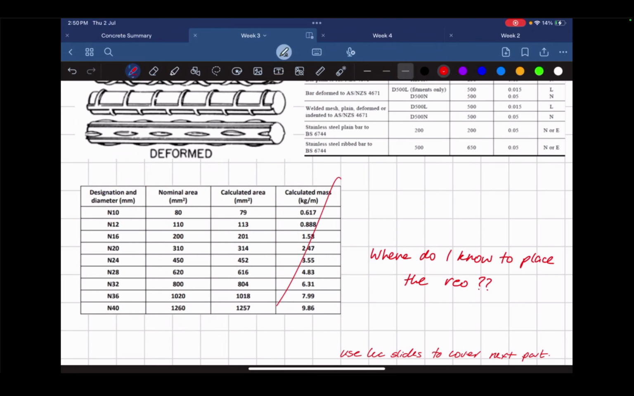Where do I know how to place rebar is the main question. If you guys were at my concrete crash course, you should know. Put it in the place of tension. Tension, exactly. Good, exact answer. So the main thing is where it's in tension. For those who haven't done 2, 3, 3, let me explain.